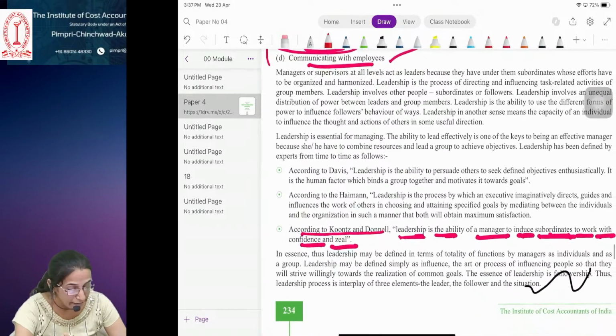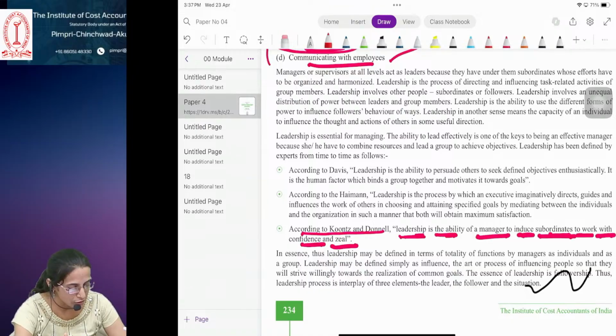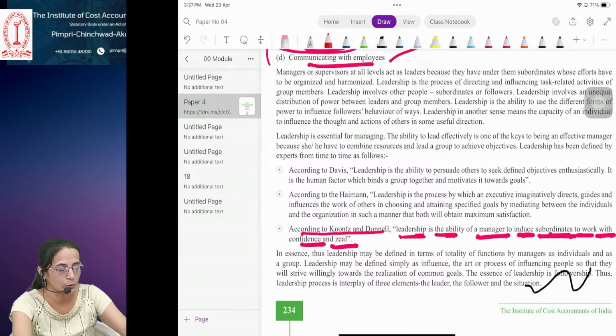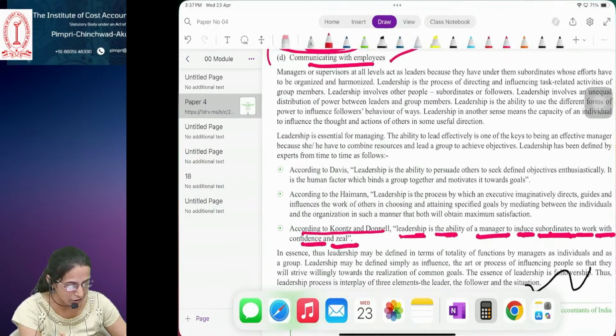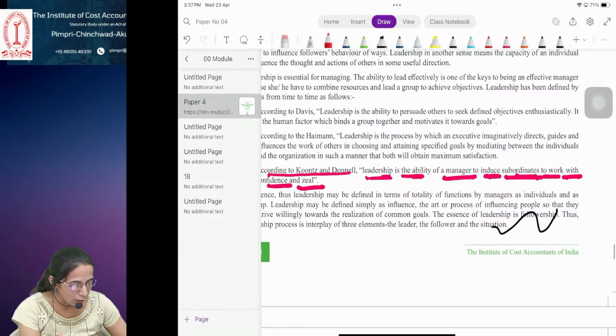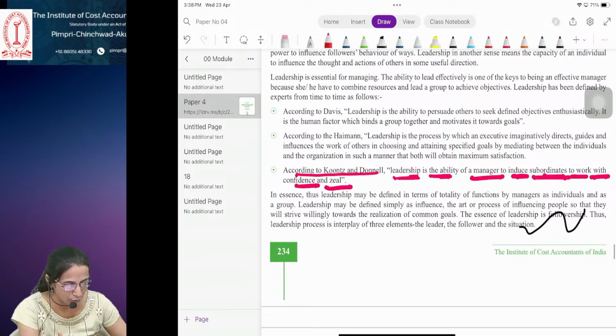Next, leadership is the ability to persuade others to seek definite objectives enthusiastically. It is a human factor which binds a group together and motivates it towards goals. Means what the leader will do? It will help the subordinates, the team members, motivate them and direct them to achieve the goals of the organization as a group together. In a sense, thus, leadership must be defined in terms of totality of function by managers as individuals as a group. These leadership functions all belong to the manager. So the totality, these are the functions of the manager.